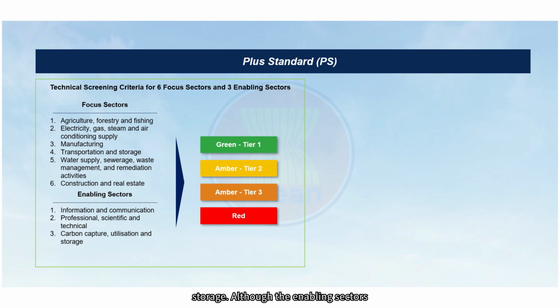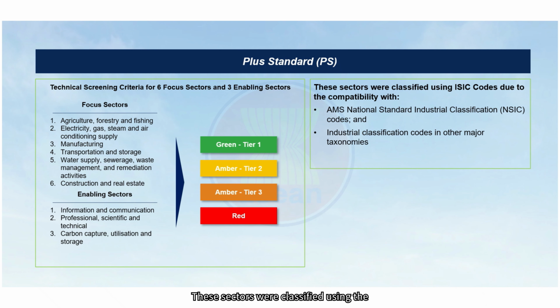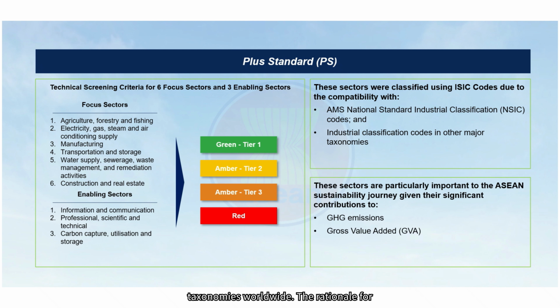Although the enabling sectors may not directly account for a large share of ASEAN's greenhouse gas emissions, they play an important role in enabling other sectors to improve their performance while ensuring they do not themselves create environmental risks. These sectors were classified using the International Standard Industrial Classification of All Economic Activities, or ISIC codes. This ensures compatibility with ASEAN member states' national classification systems and alignment with industrial codes used in other major taxonomies worldwide. The rationale for selecting these sectors lies in their dual importance.